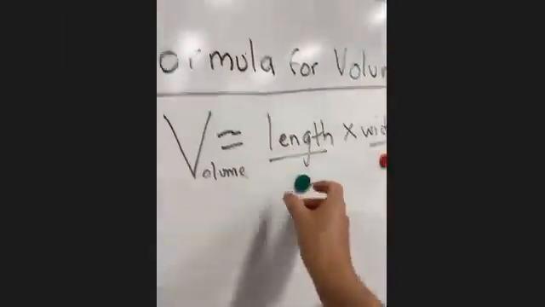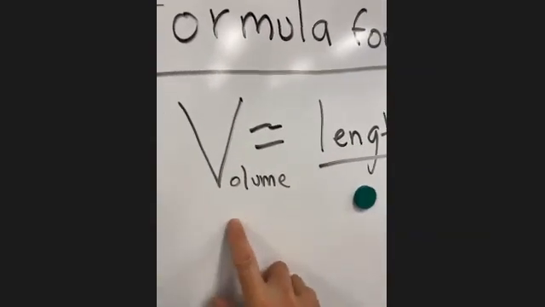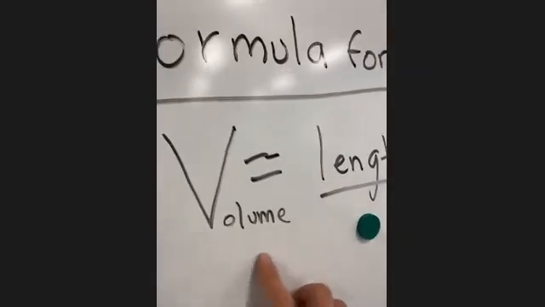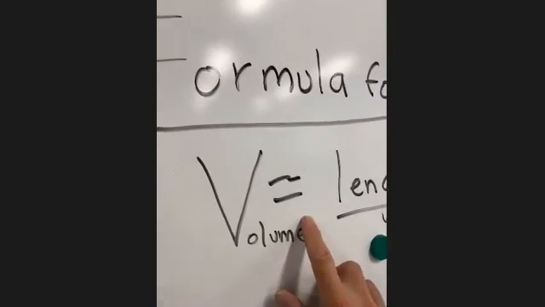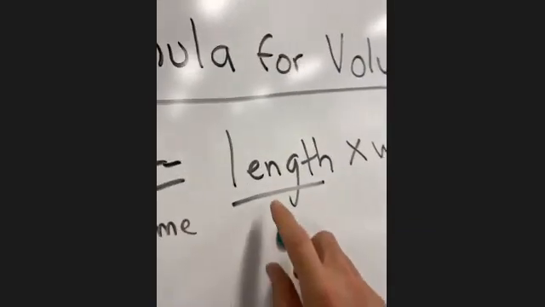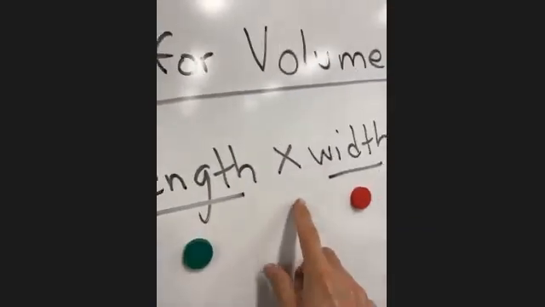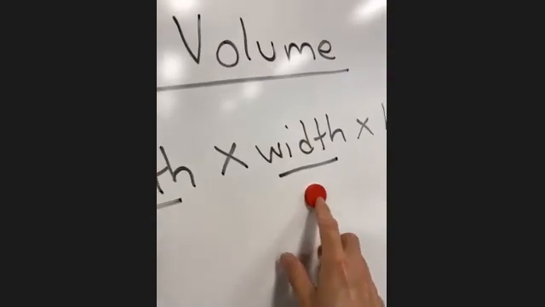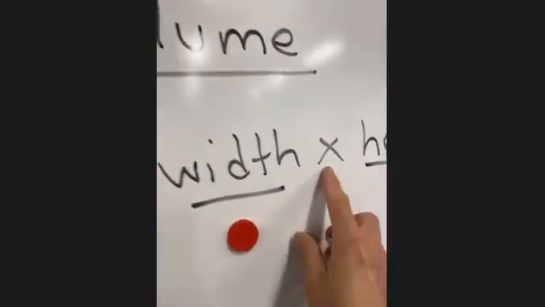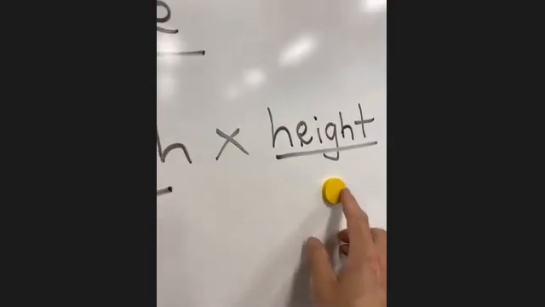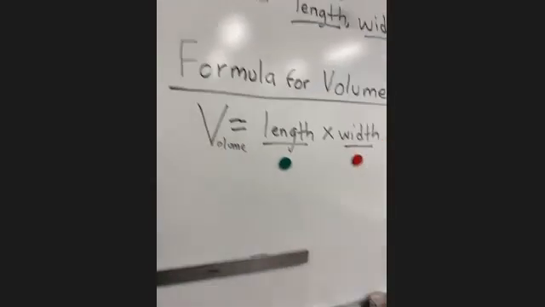Okay, I'm gonna flip my camera. All right, here we go. So then volume, here's the formula. Can you repeat it with me, class? Volume equals length times the width times the height. That's how you figure out volume.